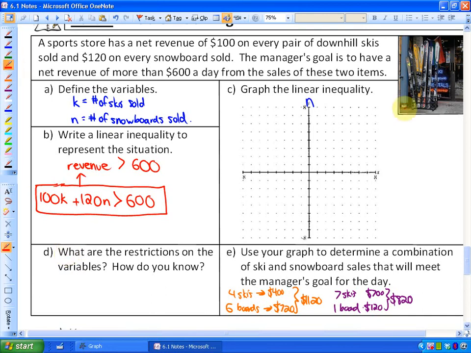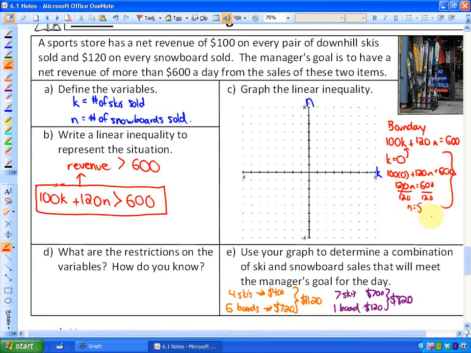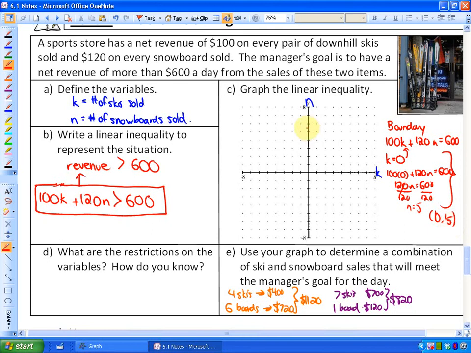So we know the boundary. The boundary would be, and you're going to get the exact same part here, when 100 times k plus 120 times n is equal to 600. And the way we've done this before is if we sold 0 skis, so substitute 0 in for k, you get 100 times 0 plus 120n equals 600. So that's going to give you that 120n equals 600, and if I divide by 120, I get n equals 5. So when k equals 0, n equals 5. That would be this point right here.